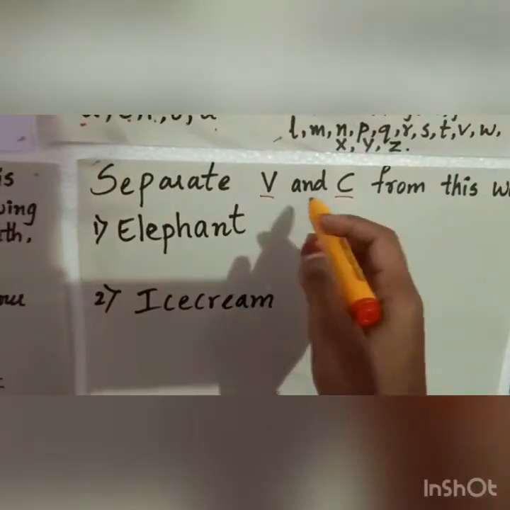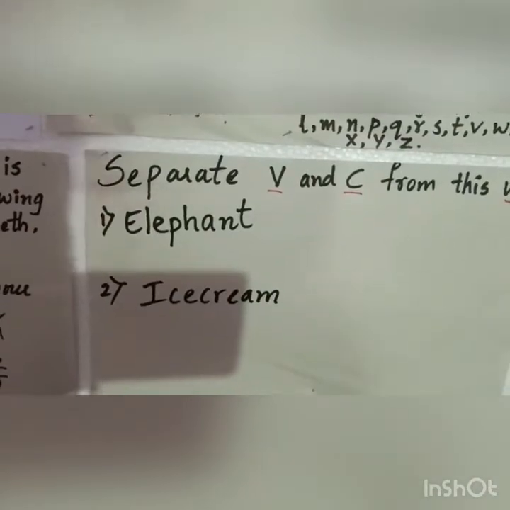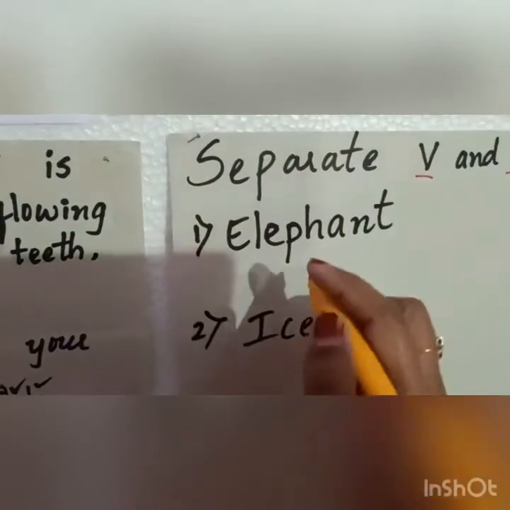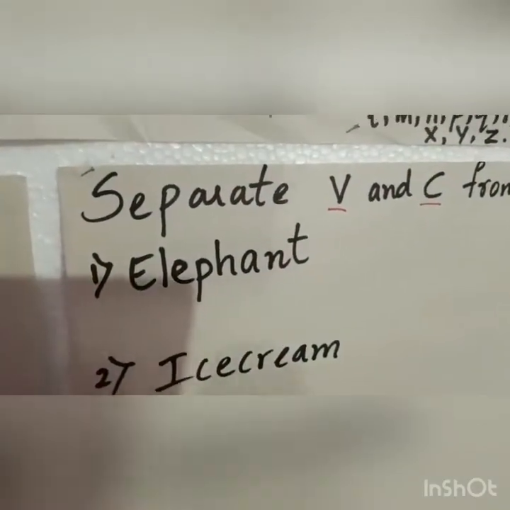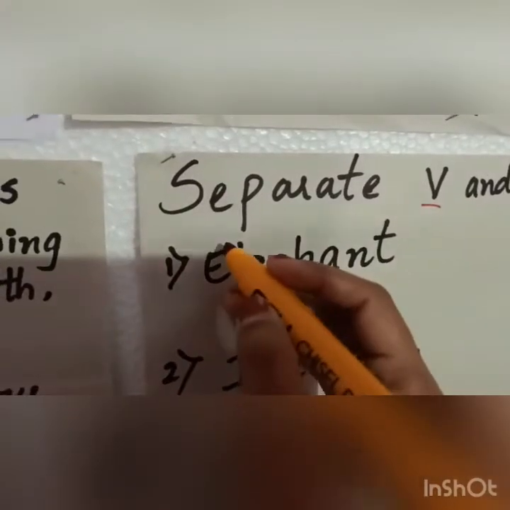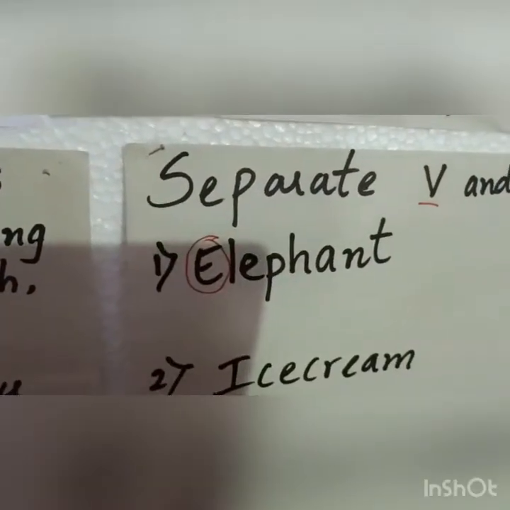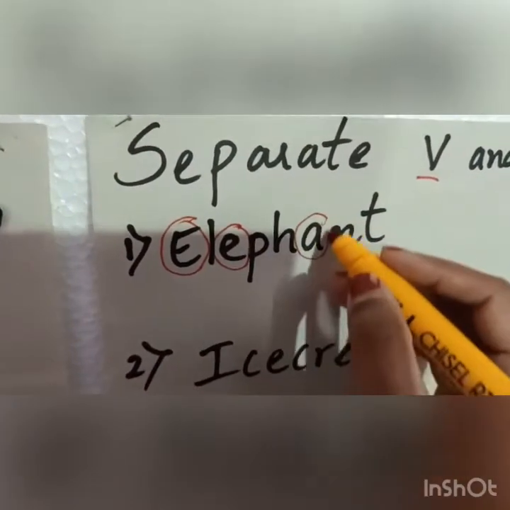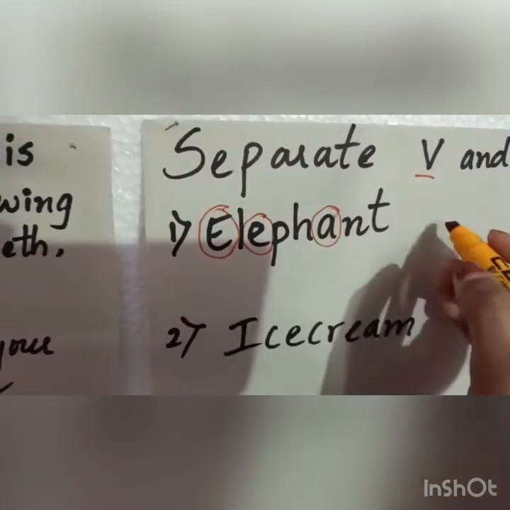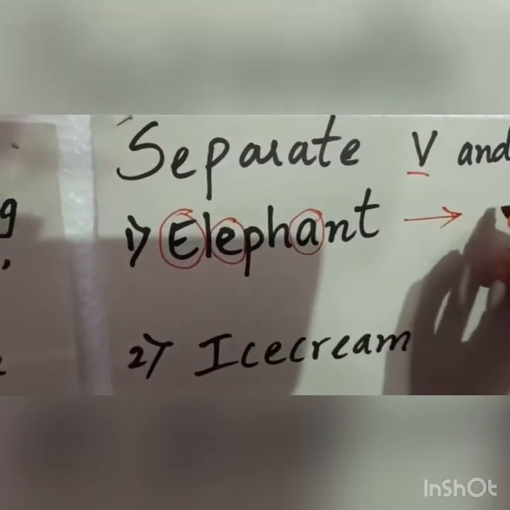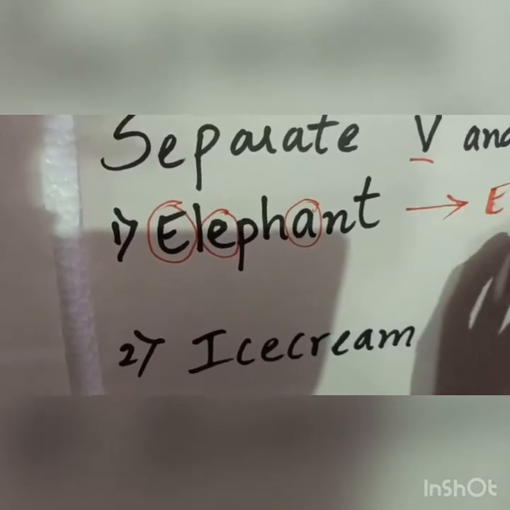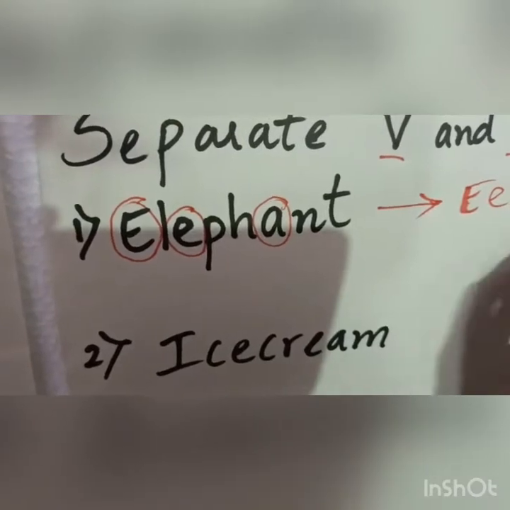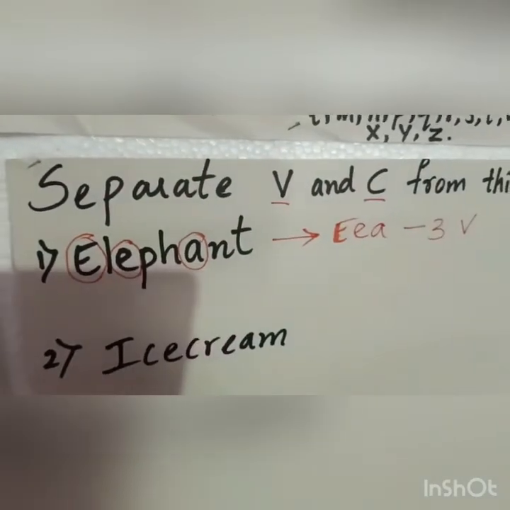So we shall separate the vowels and consonants from these words now. Let us see the first example, elephant. Okay, in this elephant we shall see which are the vowels and which are the consonants. See, E is our vowel, E is our vowel, and A is our vowel. So we will write the vowels here, E, E and A. Totally how many vowels? 3 vowels we have.